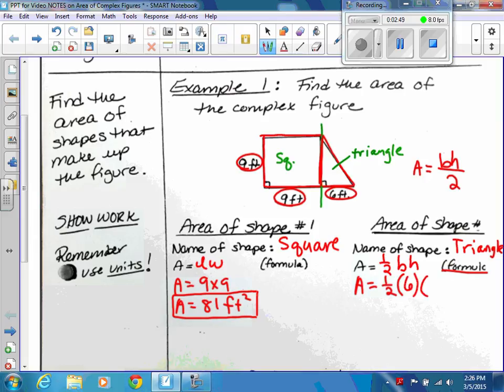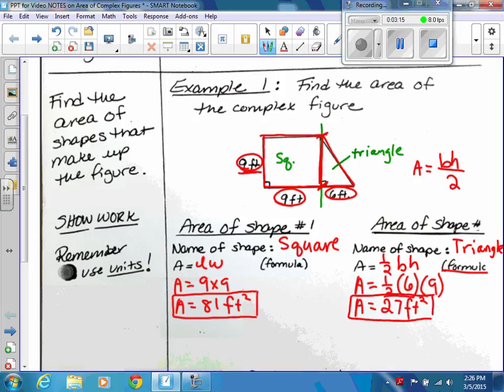And then the height, I have to think about this. What is the distance from here to here? Well, it's the exact same thing as what's over here. So my height is 9. And when I do the math, I'm going to easily do half of 6. I can do that. That's 3. And then 3 times 9 is 27. So this is 27 feet squared.